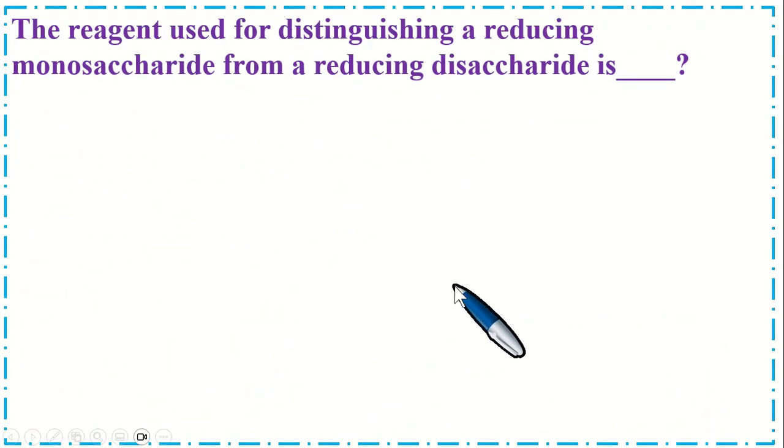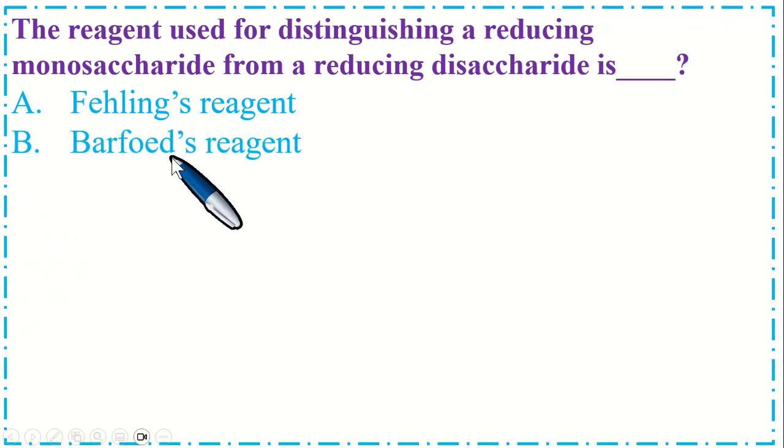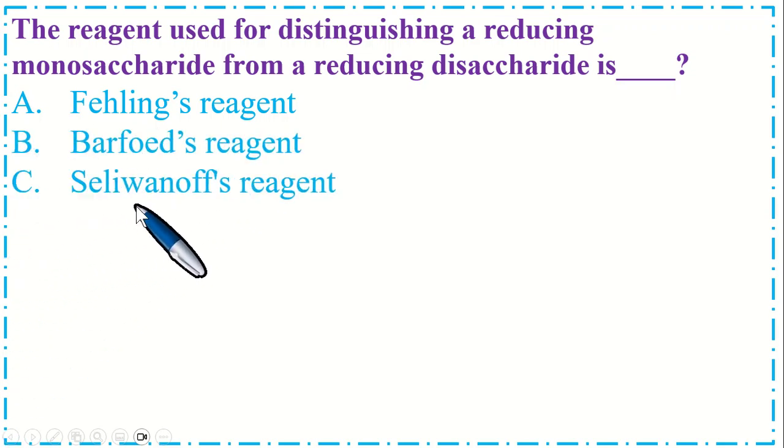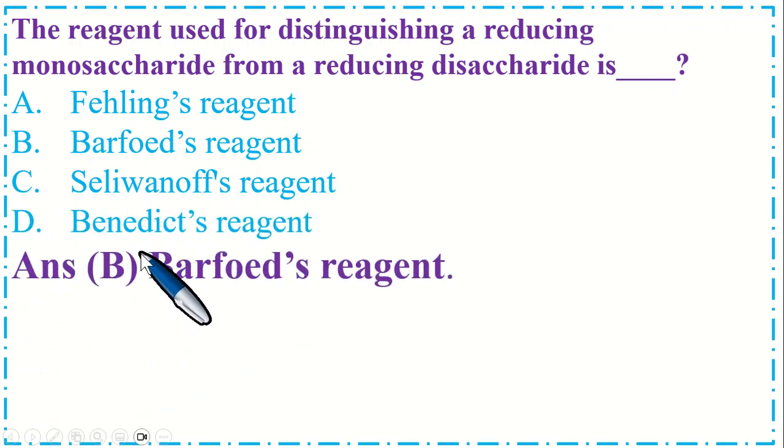Dear students, this is a very important MCQ. The reagent used for distinguishing a reducing monosaccharide from a reducing disaccharide is dash. Option A Fehling's reagent, B Barfoed's reagent, C Seliwanoff's reagent and option D Benedict's reagent. So the correct option is B, Barfoed's reagent.